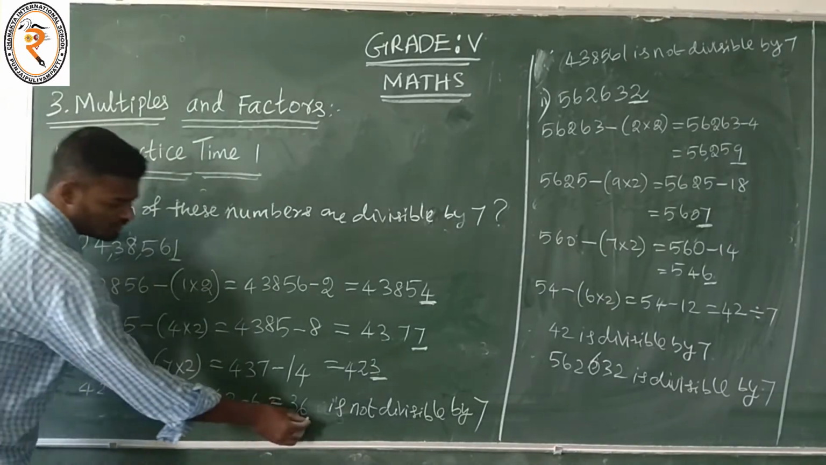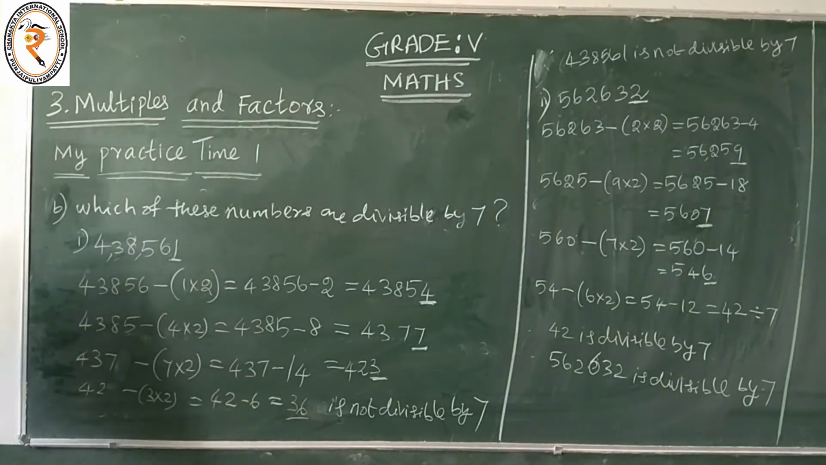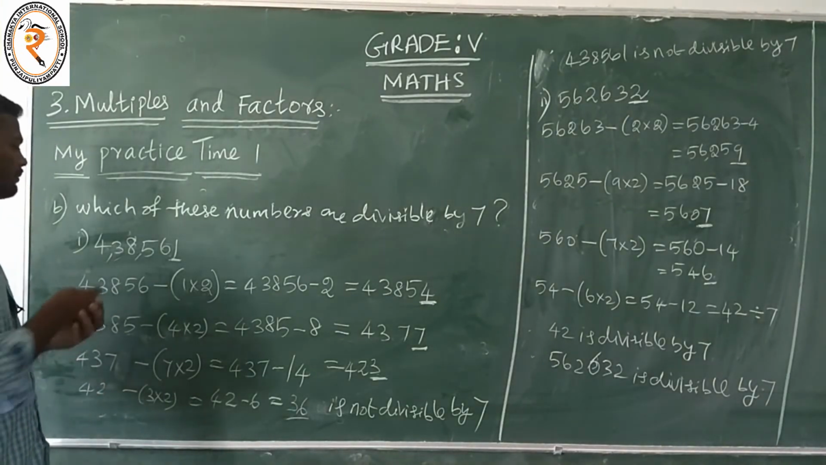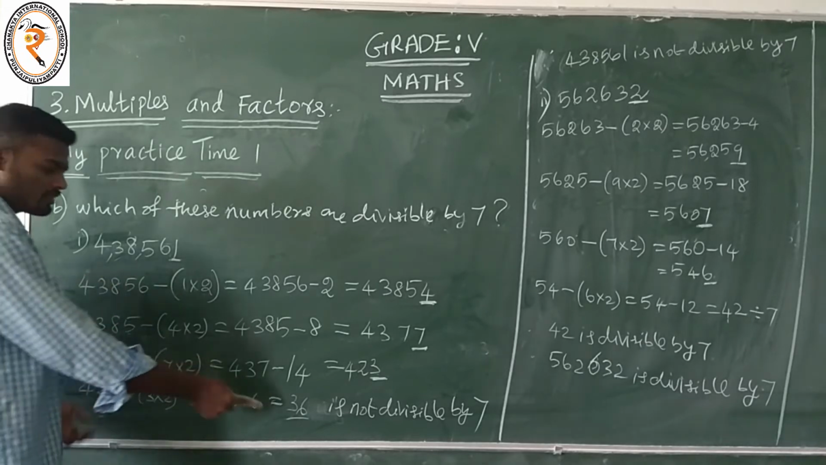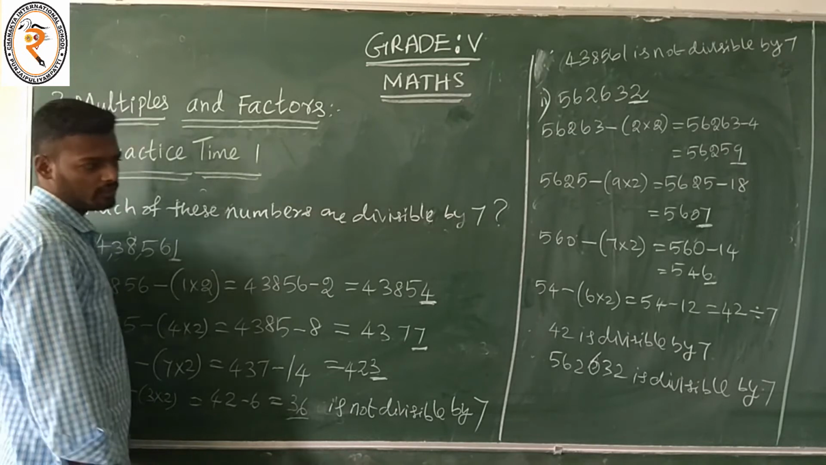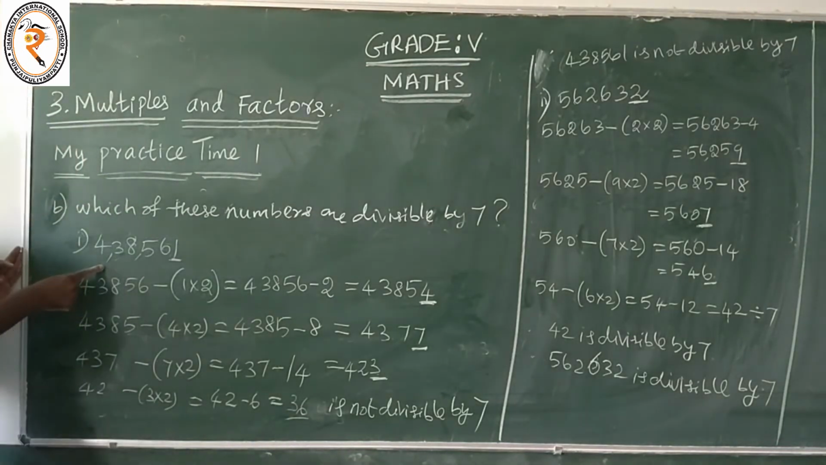Finally we get a 2 digit number. The 2 digit number, 36, is not divisible by 7. Therefore, our number is not divisible by 7. If the last 2 digit number is divisible by 7, then our number is also divisible by 7.